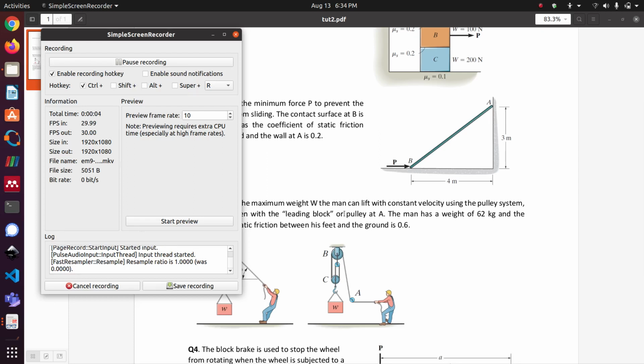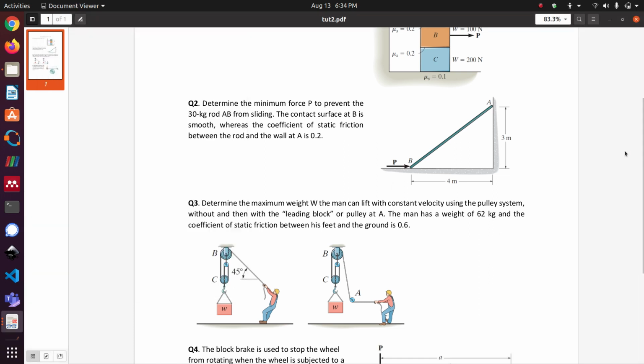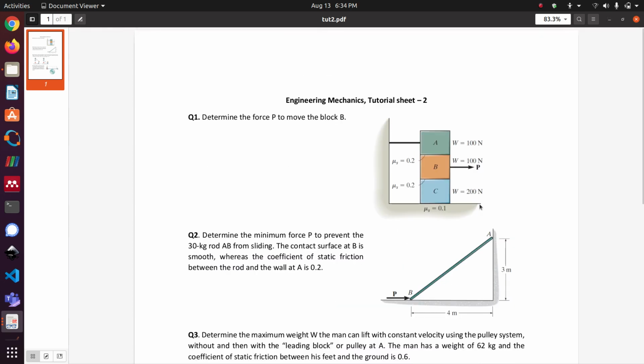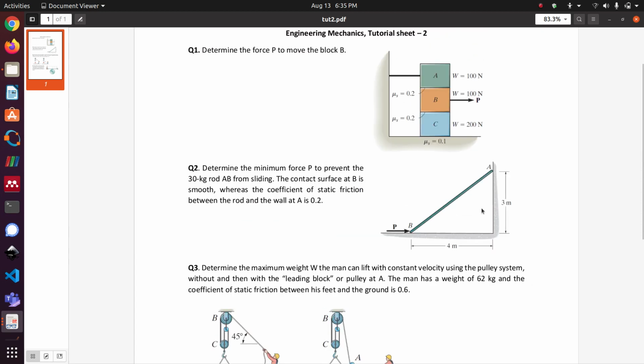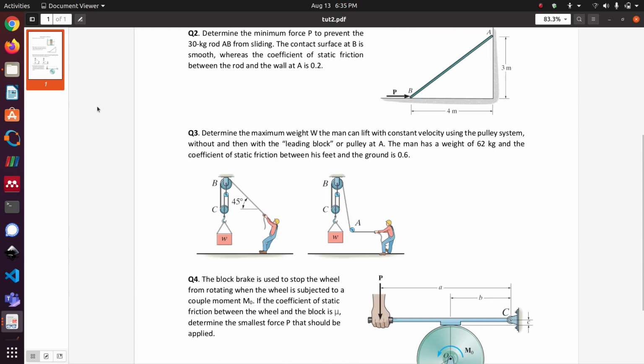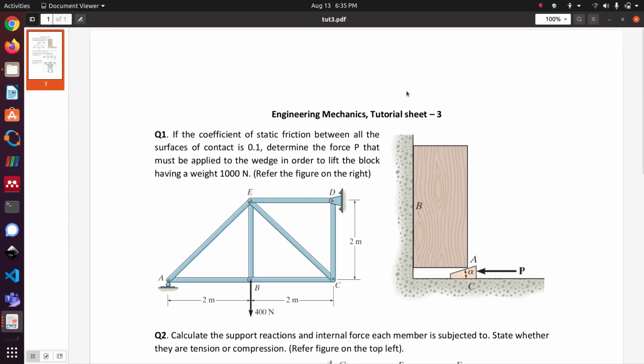In the previous class, we started talking about trusses, and to find out member forces in trusses, we used method of joints, and we also solved some problems. So this one was our tutorial sheet 2, which we have already dealt with, and I think we have also solved problem number 1 in tutorial sheet 3.